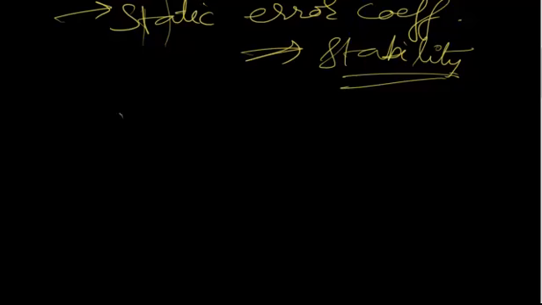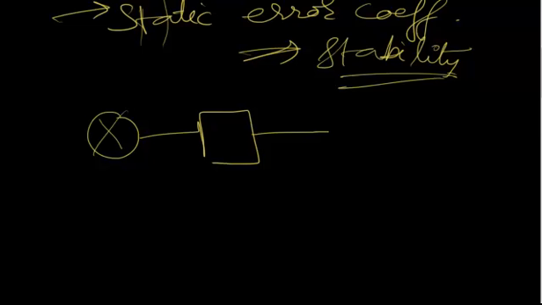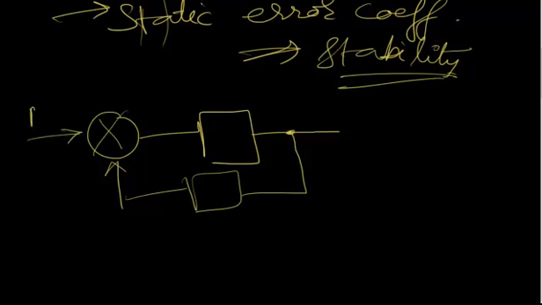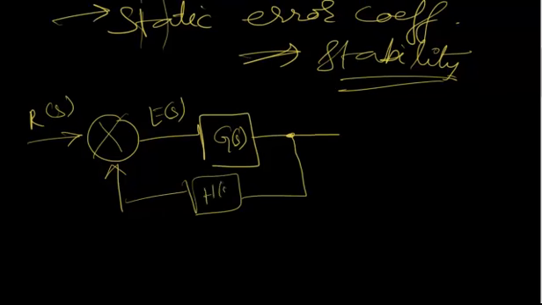Consider a system. The input we are giving is R of S. Then we are giving E, which becomes E of S, the error signal. The transfer function of this block is G of S and the transfer function of this block is H of S, the feedback loop. And we have the controlled output C of S. We get B of S here. If there is a minus symbol here, it is a negative feedback system; otherwise, this is the positive feedback system.